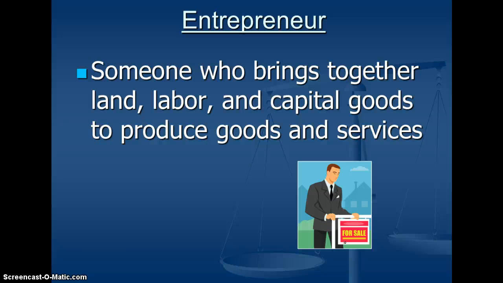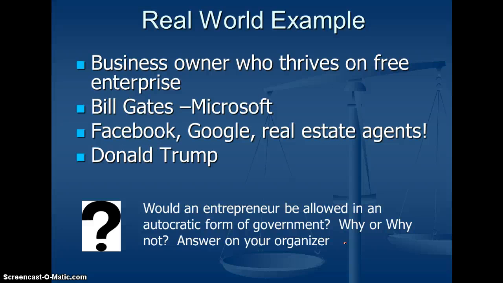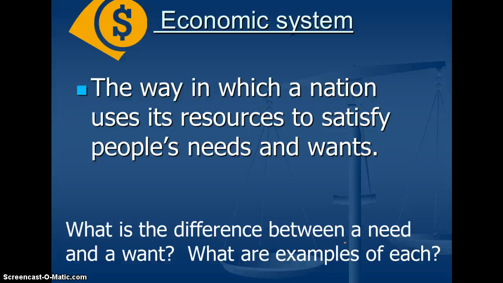Entrepreneur, that is somebody who brings all of these things together, your land, your labor, your capital goods, all of those things. They take an investment, they put their own money in, they take a risk to run a business. Steve Jobs is an example of an entrepreneur. Bill Gates is an example. Facebook, you got Google, real estate agents, Donald Trump. All of those people have taken great risks. They've been very successful. A lot of people take risks and they aren't as successful, but you got varying degrees of success based on the entrepreneur and their skills and what they have to work with.